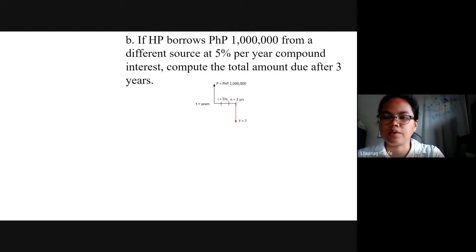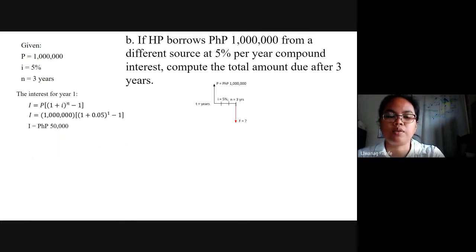So the second question is, if HP borrows 1 million pesos from a different source at 5% per year compound interest, compute the total amount due after 3 years. So this is the cash flow diagram showing the amount borrowed by HP and at the end of year 3, what will be its total amount due. So we have I is 5%, and then N is 3 years. So we have identified the givens, the P, the I, and the N.